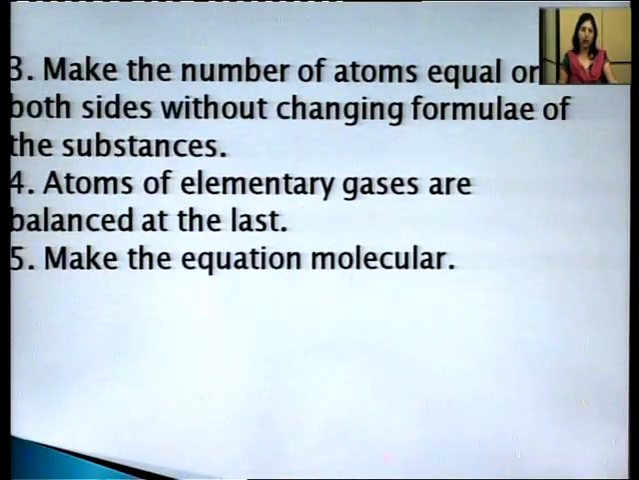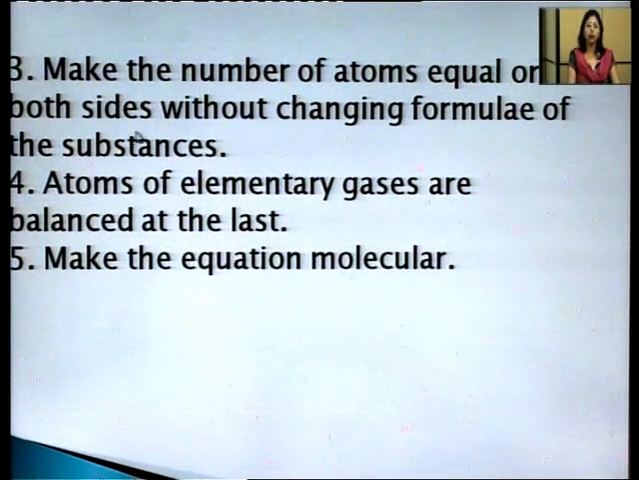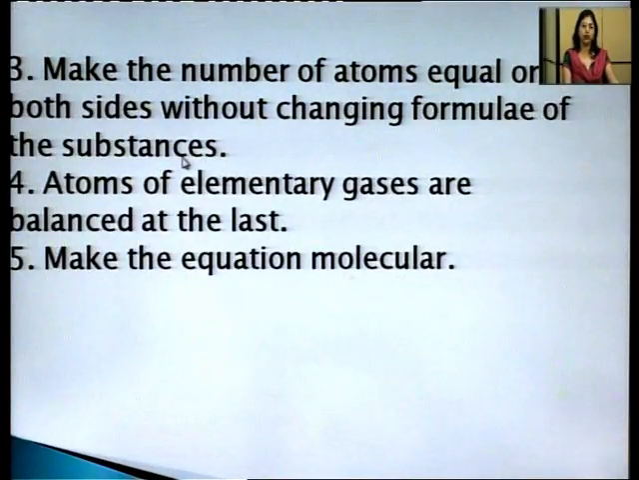In the third step, make the number of atoms equal on both sides without changing the formulae of the substances. In the third step, you have to make the number of atoms equal on both sides of the arrow. But keep one thing in mind, that we must not change the formulae of the various chemical substances. So keeping their formulae the same, we will balance their number.